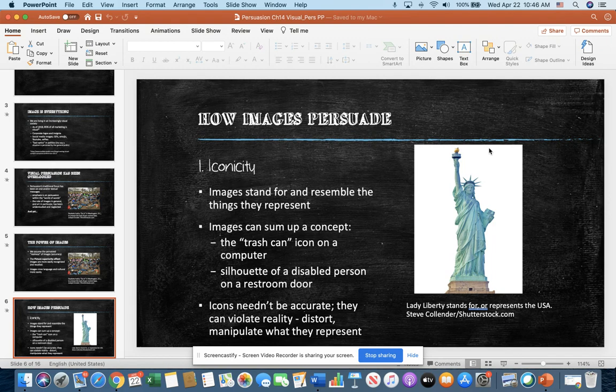So how do images persuade? They have three components or elements that we should know about how images do their work. The first one is iconicity, that images stand for and resemble the things they represent. So we have the picture of the Statue of Liberty, and how many words come to mind for what that statue represents? Yes, it represents a statue, a woman holding a torch and a book or whatever. To be honest, I'm not sure what she's holding. Is she holding the Constitution? But anyway, whatever she's holding. So it's literally that, but it represents what?